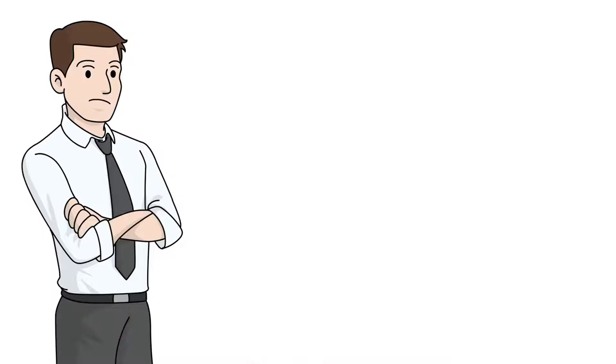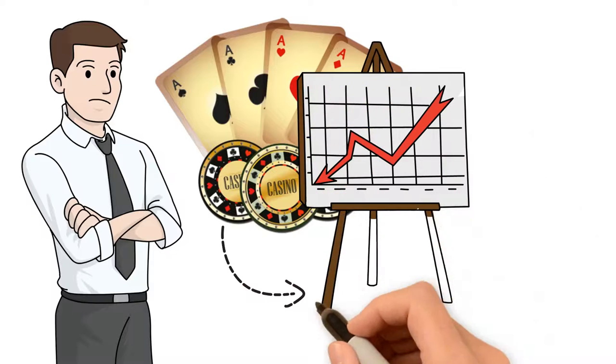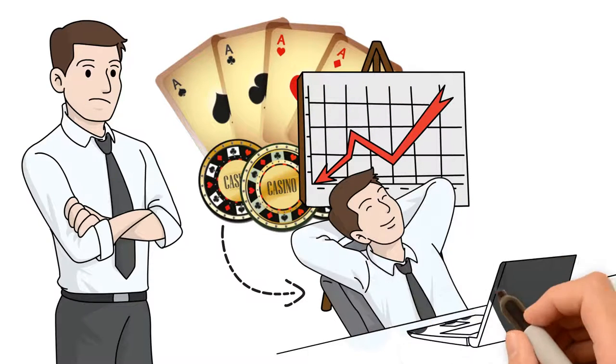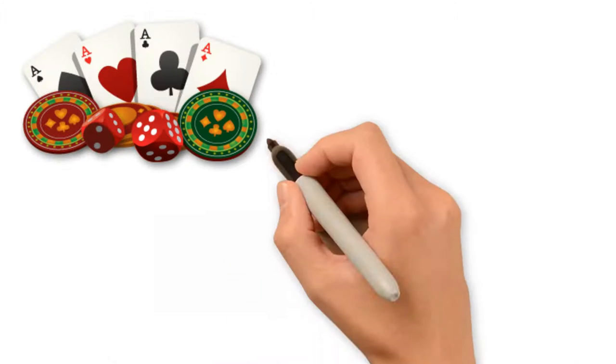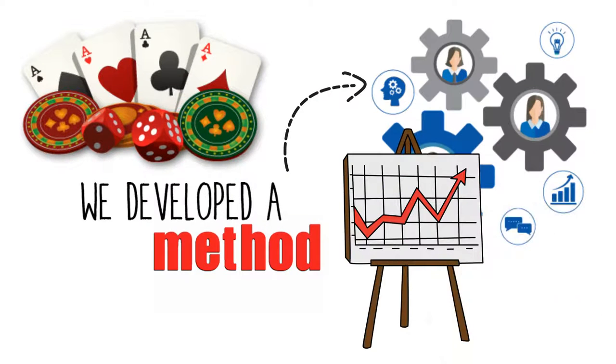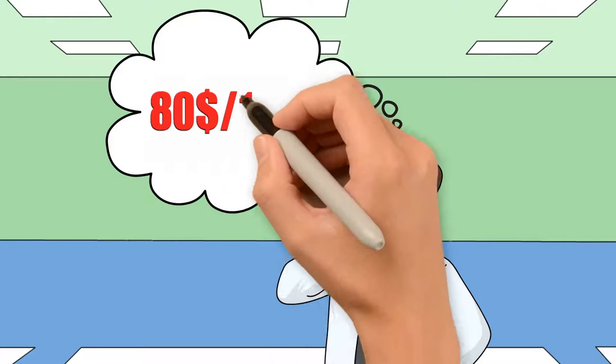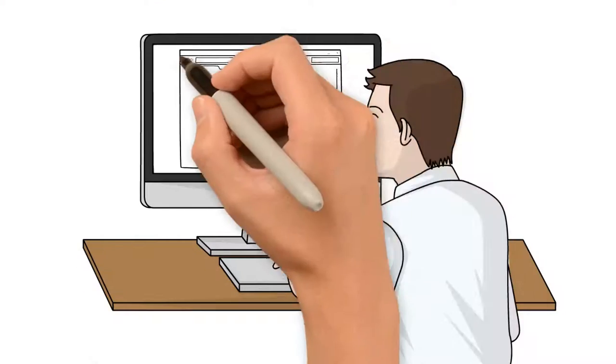Are you a newbie in the casino app business and your Chartboost CPM is still on the bottom? Good news for you, my friend. Thanks to our experience in the casino app field, we developed a method to increase the eCPM of your ads. Do you think having an $80 or $100 eCPM is just a dream? Take a look at our stats.